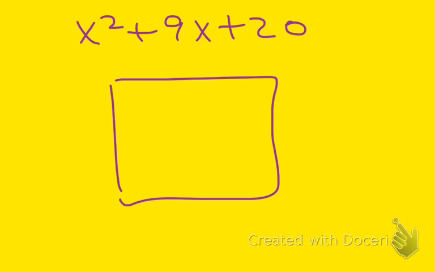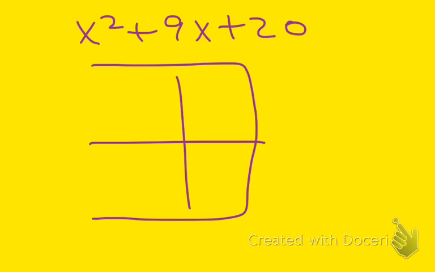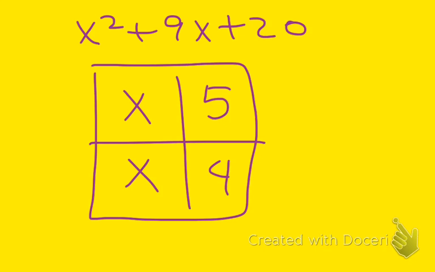We have x squared plus 9x plus 20. We're going to do our box. If you'd like to not draw the whole box, you can just draw this, and then you can do them down. This doesn't really matter. But so we're going to do x and x. Very good. 5 and 4. You're right, 5 and 4 is going to be right because that's going to make 4x.